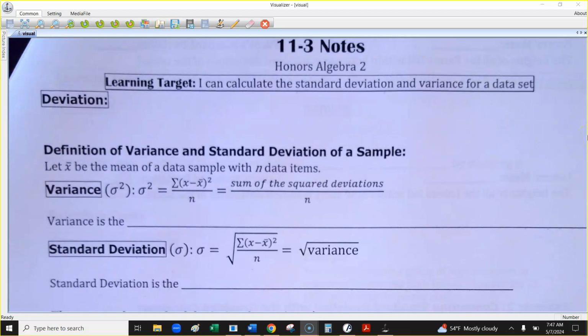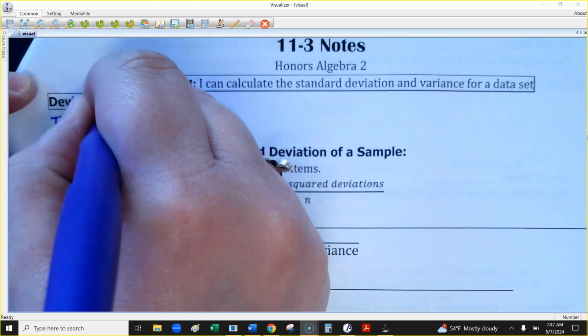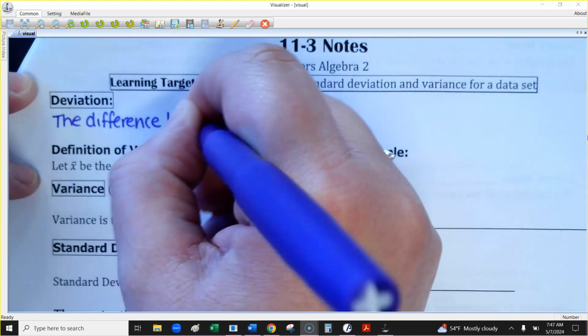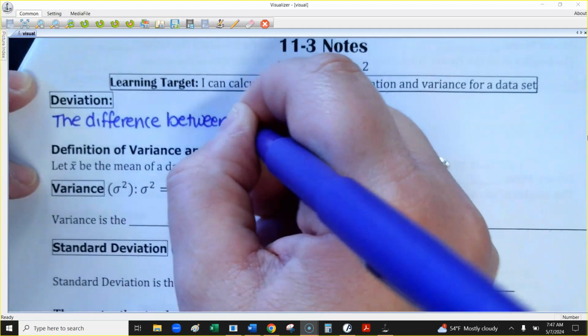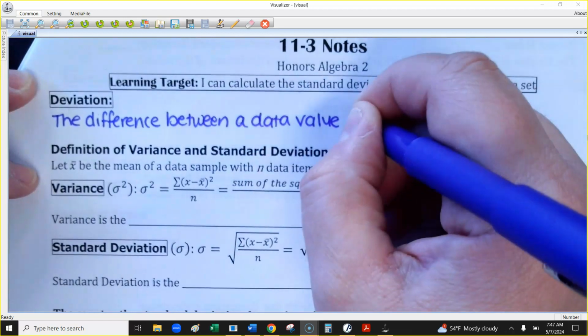to the mean, or it's the difference. So we'll do subtraction to figure this out. The difference between a data value and the mean.